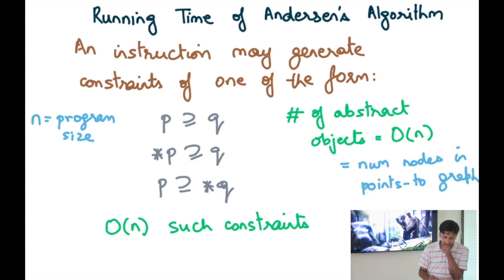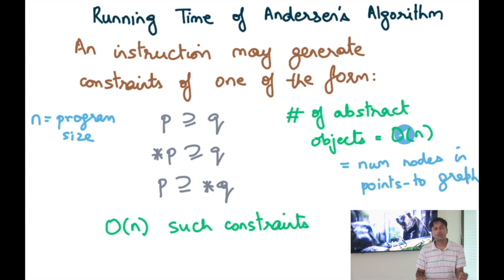For example, the first thing we want to fix is n, which we are going to take as the program size. So we're going to ask, what is the running time of Andersen's algorithm for a program of size n, where n could be the number of statements in the program. We also assume that the number of abstract objects in the program is also order n. Roughly, the number of allocation statements in the program grows with the size of the program.